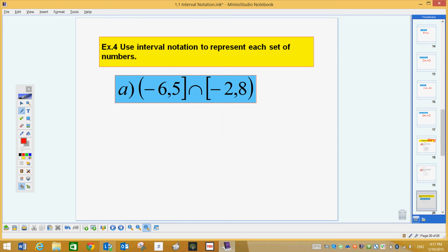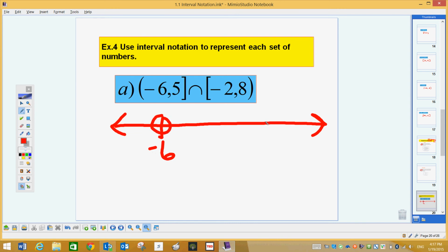So using interval notation, represent each set of numbers. So when we're doing this, there's a couple of ways we can do this, but the easiest way I find is to do the following. First of all, I'm going to use a number line for my first interval, and my first interval is -6 up to and including 5. So -6 would be an open circle, 5 would be a closed circle, and I'd be shading everything in between. So there would be my red interval.